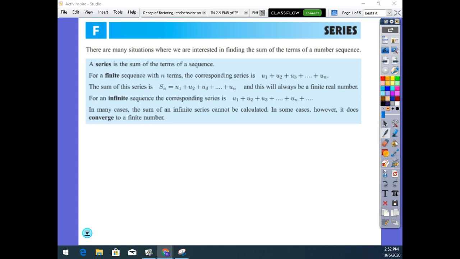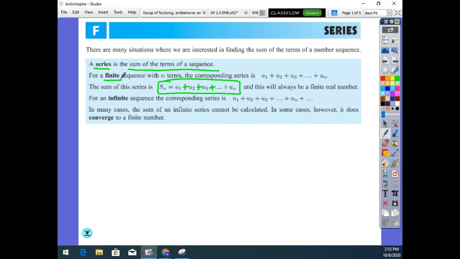Chapter 5F is all about series. The key to a series is the sum of all terms. Where the sequence is just a list of numbers, the sum, the series, is where we add them all together. That's really all I want you to take out of this.